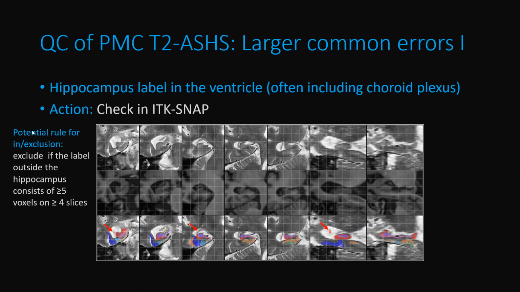So a potential rule for inclusion or exclusion could be: exclude if the label outside the hippocampus consists of 5 or more voxels on 4 or more slices. So this is just an example. You don't need to do this, but this is just a way in which you can make the same decision for this type of error in all your images or your subjects.